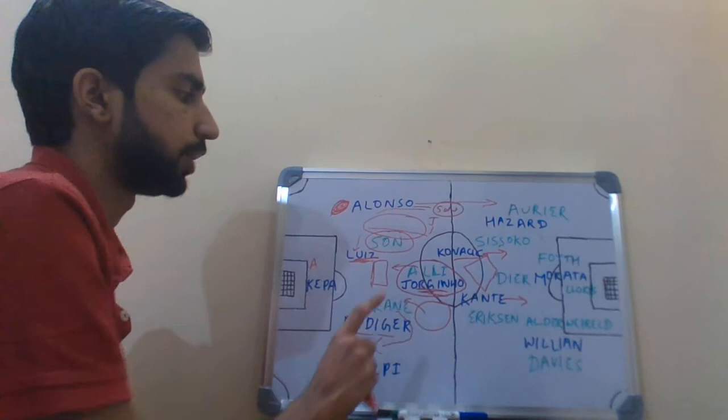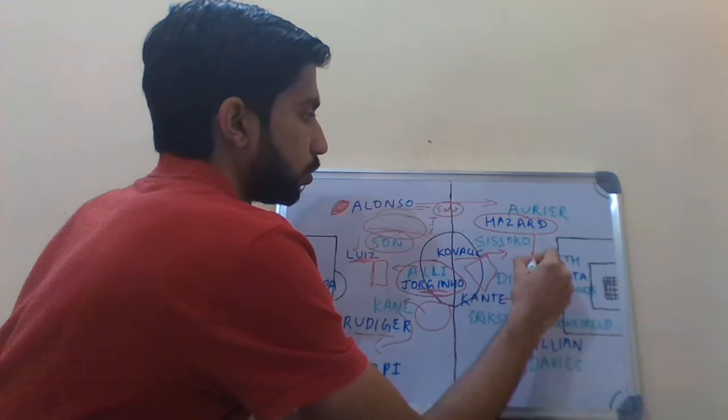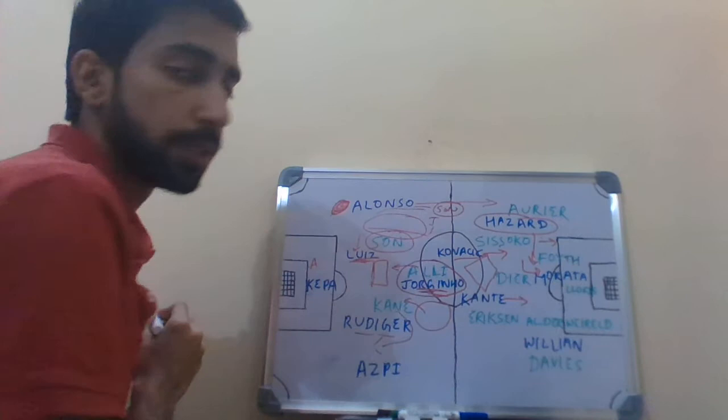Jorginho was ineffective throughout the game, and the Chelsea attack weren't at their best either. I think Eden Hazard was too central throughout the game. He was trying to play in between the space of the centre back and a full back, or sometimes as a supporting number 10 to Morata. At times we saw Hazard in this position, which didn't help the cause as well.